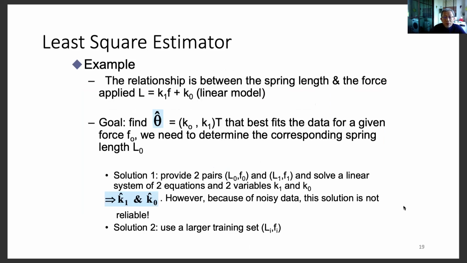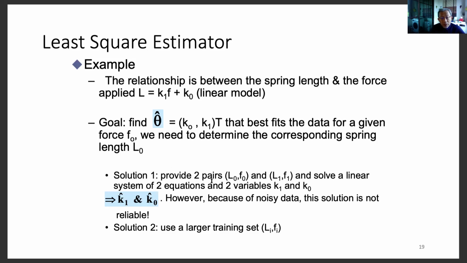For example, if you have a simple experiment between the spring length and the force applied, which is equal to K1F plus K0, which is known as a linear model. So we have to try to find the estimated parameters, which is theta cap, that fits the data for a given force F0. So we need to determine the corresponding spring length L0.